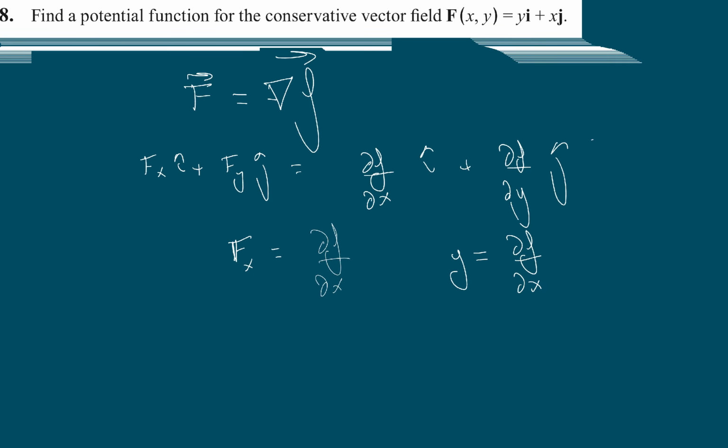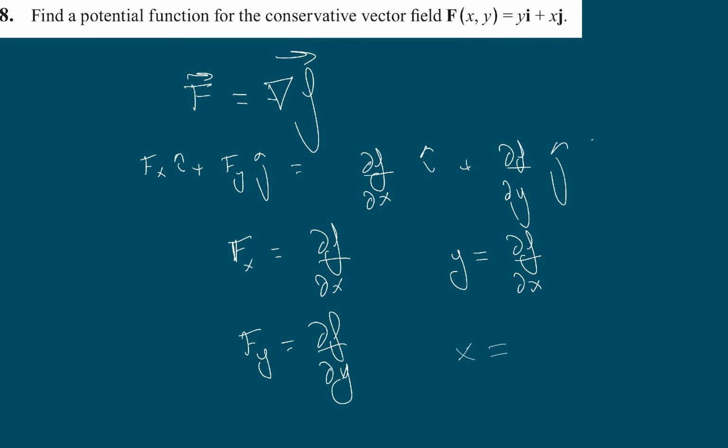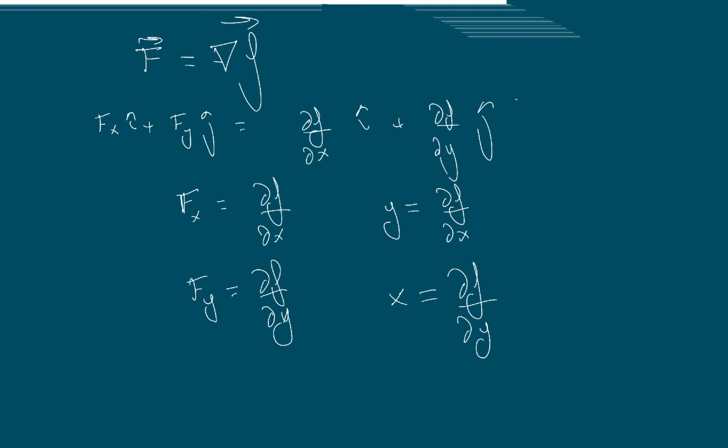In our problem, fx should be the partial derivative of f with respect to x, and fy the partial derivative of f with respect to y, but the y component is x, and the x must be equal to the partial derivative of f with respect to y. So we need to find a function f of x, y whose partial derivative with respect to x is y, and whose partial derivative with respect to y is x.